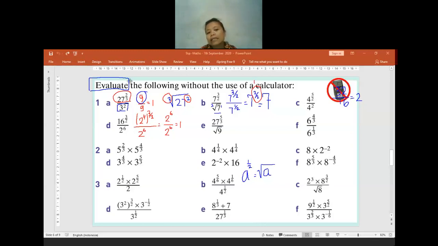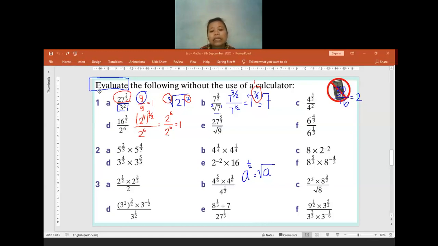Do not write the answer as 7 to the power of 1 because the question is asking for evaluate. Evaluate means no power on the answer. Is it clear or is it making you more confused? Clear, teacher. Okay. If no one has any confusion, let us move to question E.